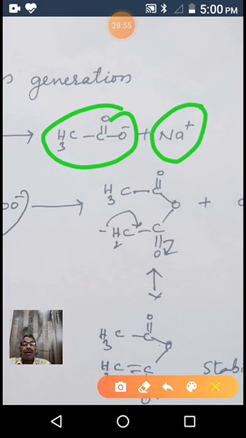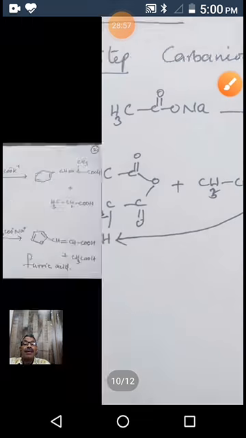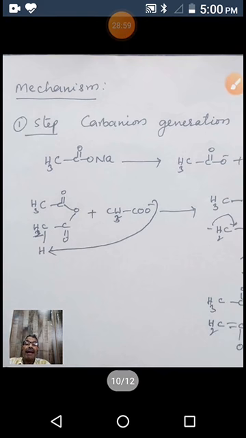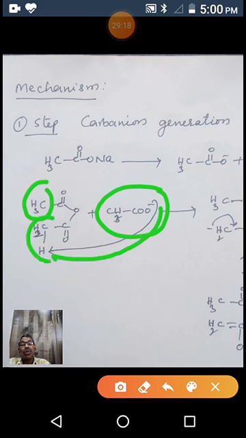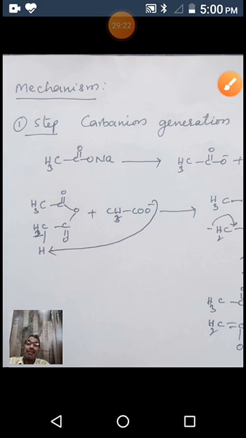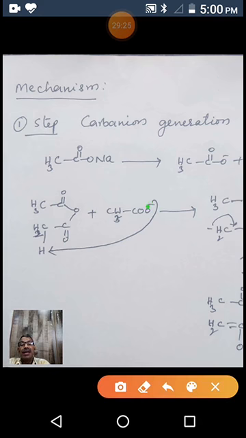This acetate ion abstracts a proton from the anhydride. You see carefully, this is acetate ion, which is a strong base. Why? Because acetic acid is a weak acid, and a weak acid's conjugate base is strong. A strong base easily abstracts a proton whenever possible. This CH3 and this CH3 are similar, both have the same acidic value. That's why one proton is abstracted by this acetate ion, which is a strong base.